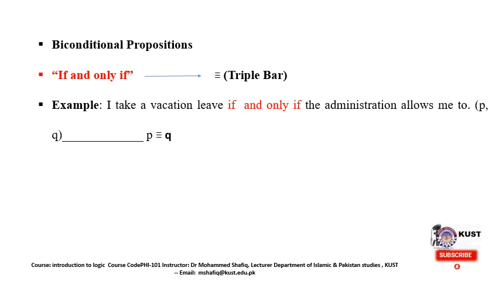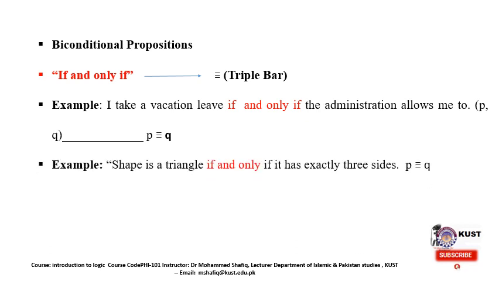That means there's a condition, a bicondition: if and only if my administration lets me have a vacation, then I am definitely going to take a vacation. So P triple bar Q. For example, a shape is a triangle if and only if it has exactly three sides.